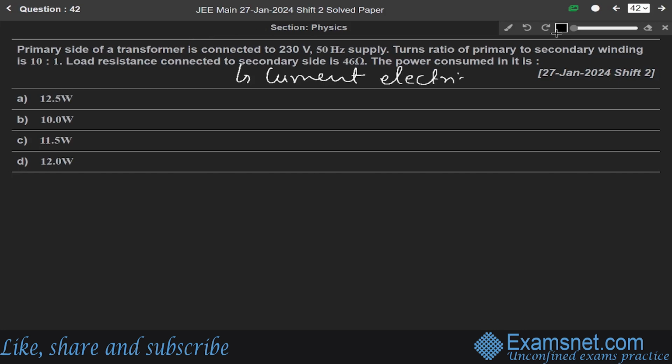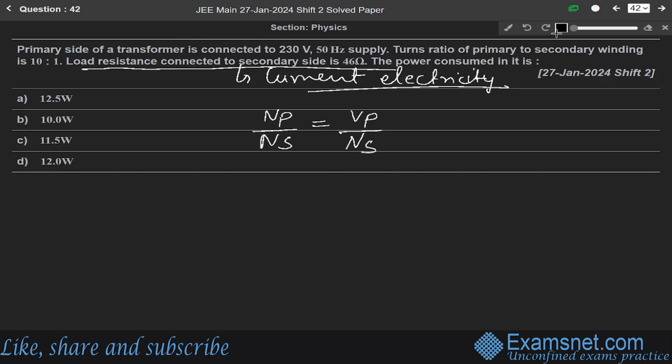This question is based directly on the formula for finding the number of turns, or the power consumed. Let us first write the formula: the number of turns in the primary coil to the number of turns in the secondary coil equals the potential in the primary coil to the potential in the secondary coil.